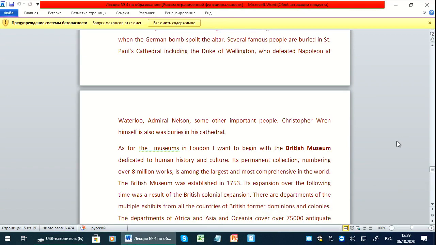Colonial expansion, sorry for the first word. Its expansion over the following time was a result of the British colonial expansion. I'm repeating the sentence.